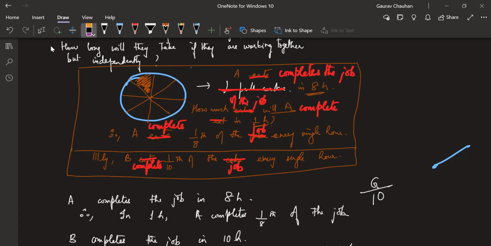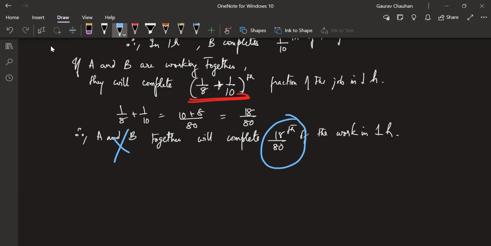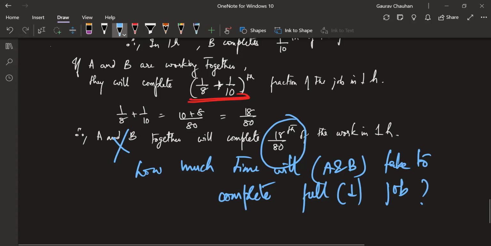Okay. Now we are coming back to this, Tulsi. A and B, or someone, X person, has completed 18/80 of the total work in 1 hour. How much time will that X person, that is A and B, take to complete full work? What is my full work? That is 1 work. Okay, 1 job, full job. How much time will A and B take to complete it fully?